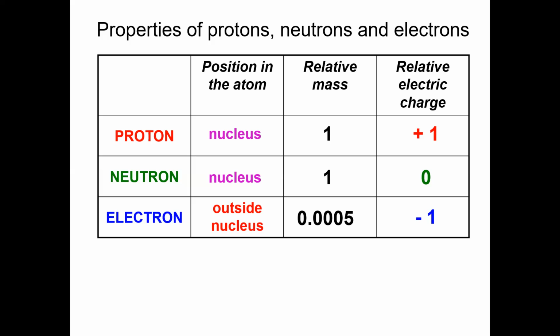We've already talked about those in our first diagram. The proton is found in the nucleus and is positively charged. The neutron is found in the nucleus as well and has no charge, 0 charge in other words. And the electron is found outside of the nucleus, in other words, found on the shells or the orbits, and its charge is negative.